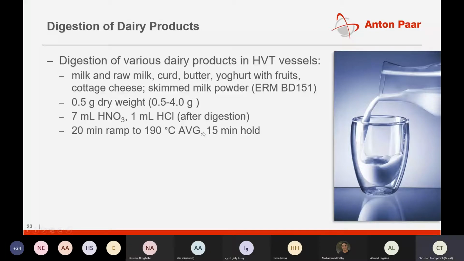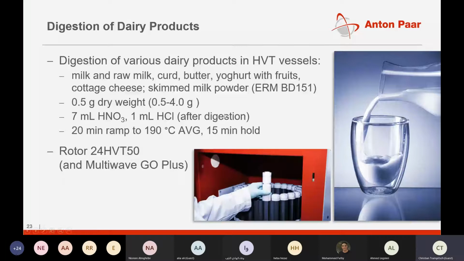We ramp 20 minutes to this temperature. The ramp time usually is the phase where we have some exothermal reactions, and then we hold it at 15 minutes so that we're also able to digest the more fatty samples here.